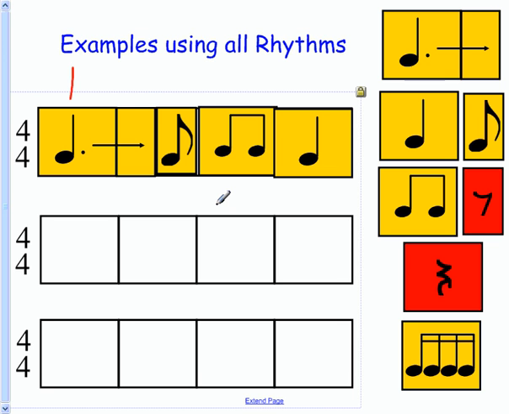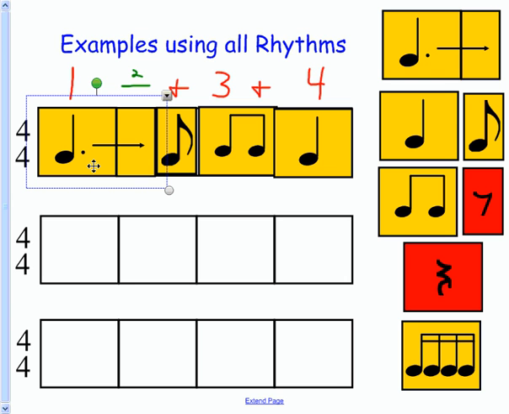We have 1, 2 would go here. That's an and. 3 and 4. Now we're going to make sure that we get rid of the 2 because we're holding over. It takes the place of 2, and now we have our rhythm. So in time it goes 1 and 3 and 4. 1 and 3 and 4.